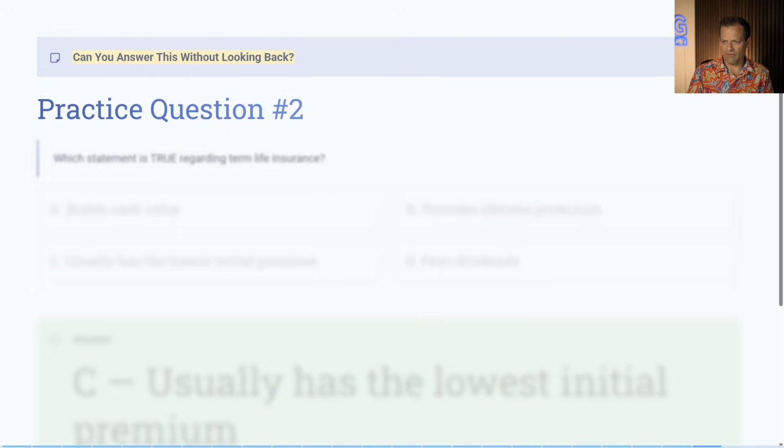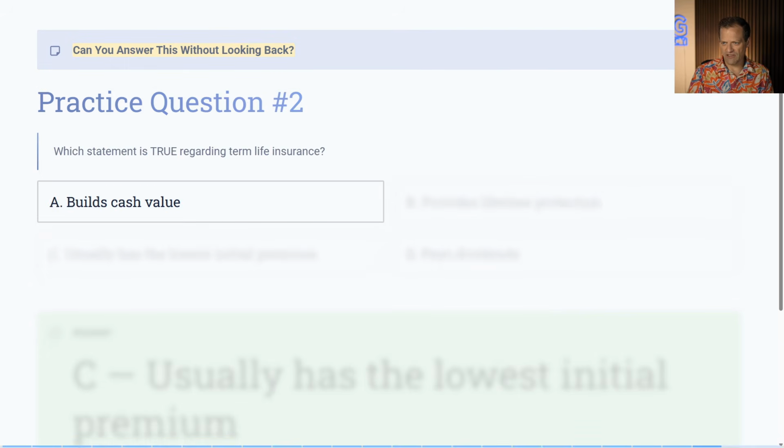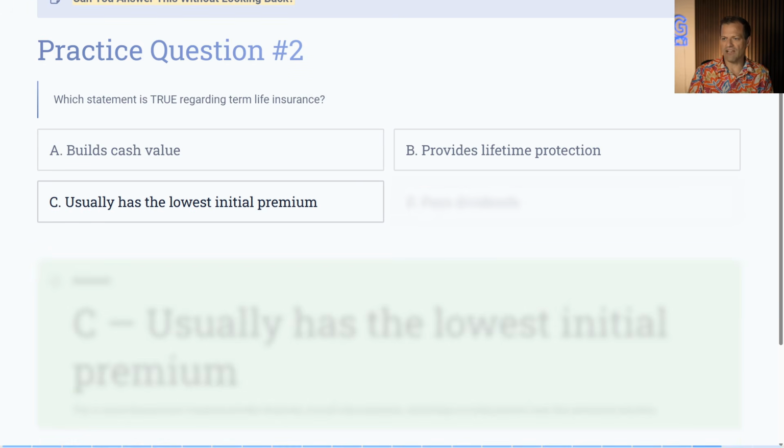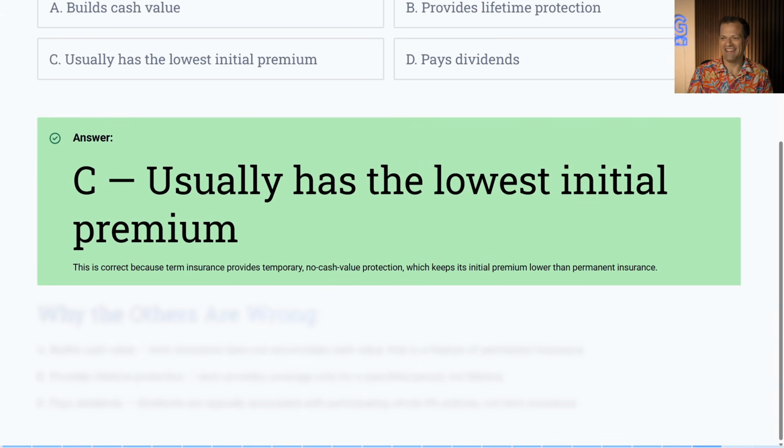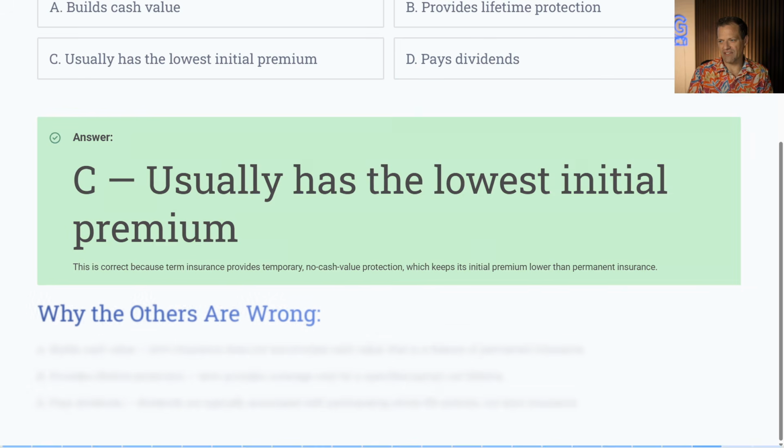All right, question 2. Which statement is true regarding term life insurance? It builds cash value, provides lifetime protection, usually has the lowest initial premium, or D, pays dividends. Hopefully you didn't look below at the big answer. That wasn't quite hidden correctly. C, usually has the lowest initial premium. So just understand that term is just the cheapest option out of all of them.